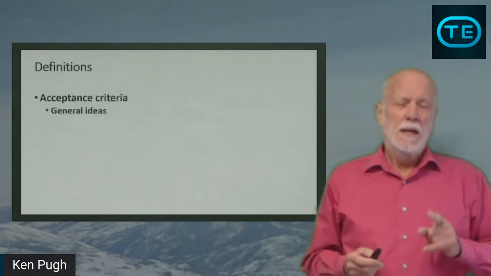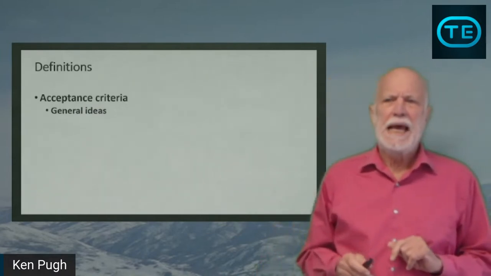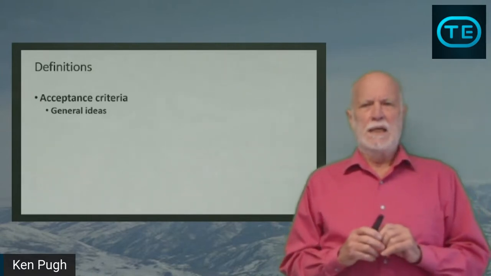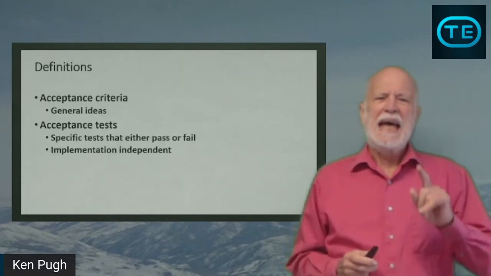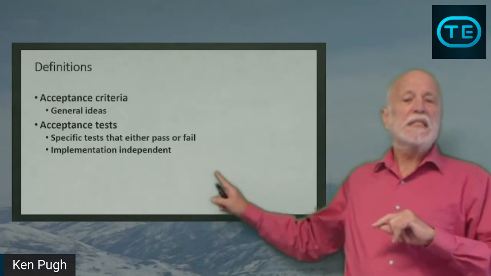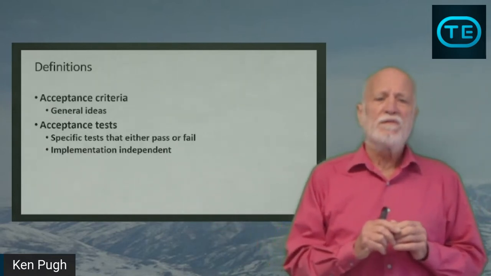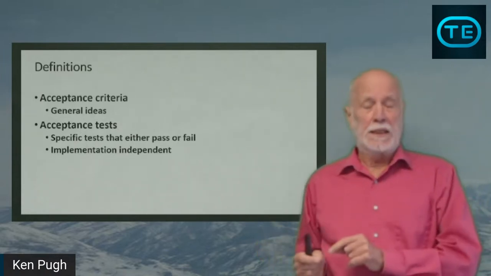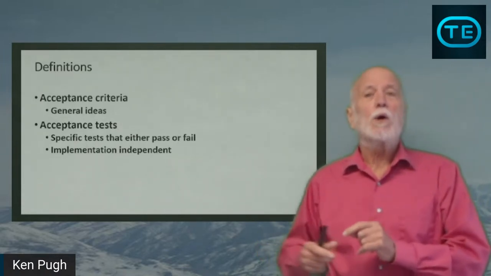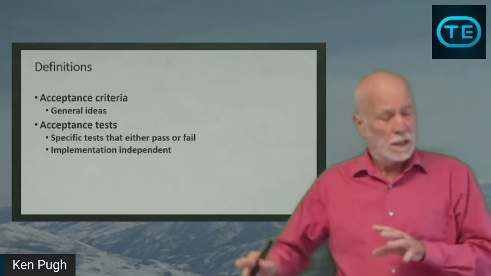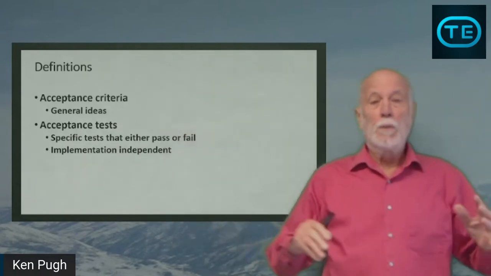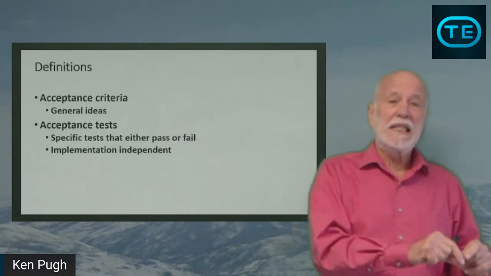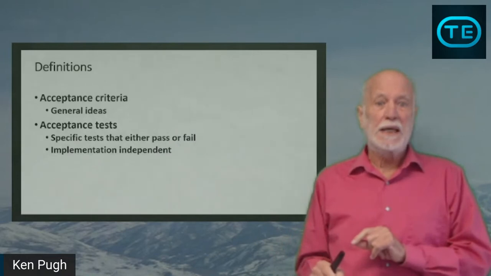So I've got a couple of definitions. Acceptance criteria, those are general ideas of acceptance. And acceptance tests are specific tests that either pass or fail. And they are implementation independent. They do not matter whether you're programming in Java, in C Sharp, in Ruby, or whatever. Acceptance tests are implementation language independent.